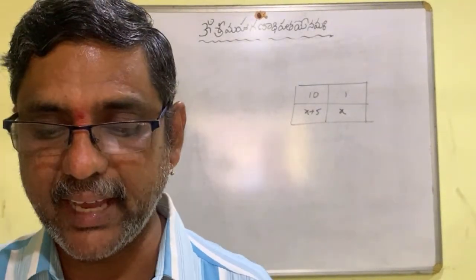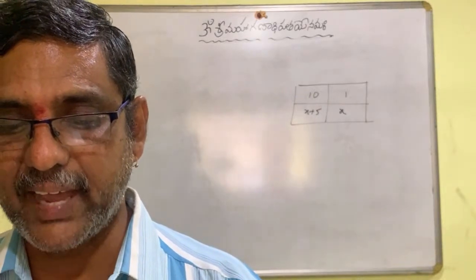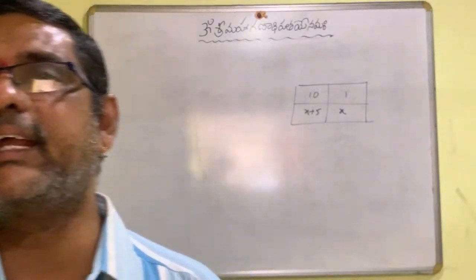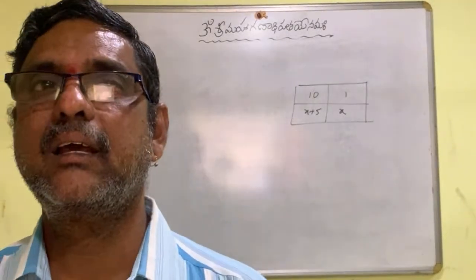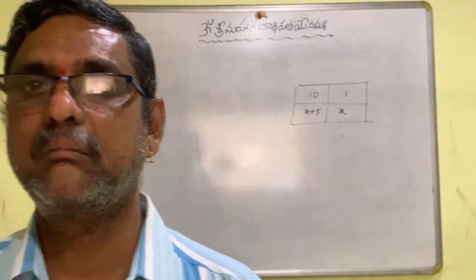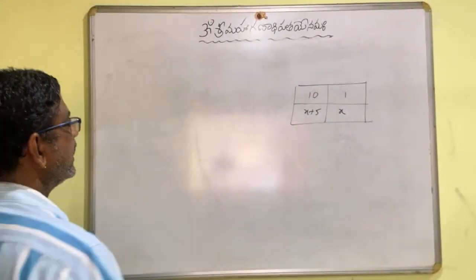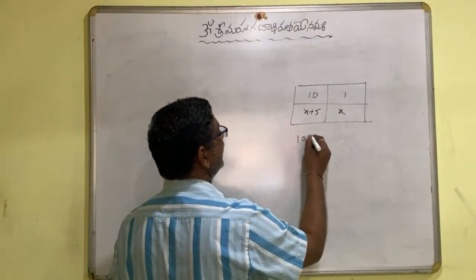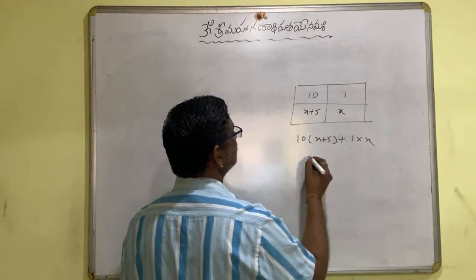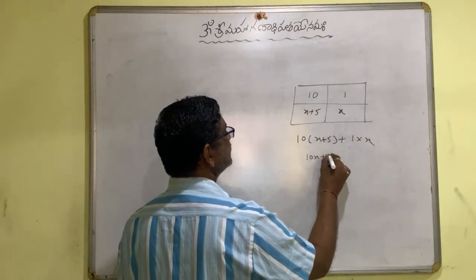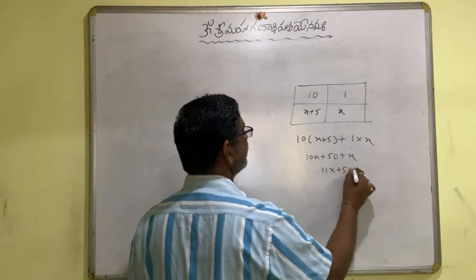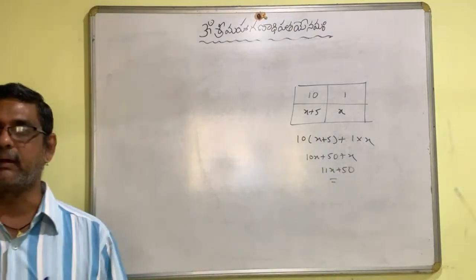So consider the digit in the units place is x, then the tens place will be 5 more than the units place, that means x plus 5. Then the 2-digit number will be 10 into (x plus 5) plus 1 into x, that is 10x plus 50 plus x, which is 11x plus 50. This is the two-digit number.